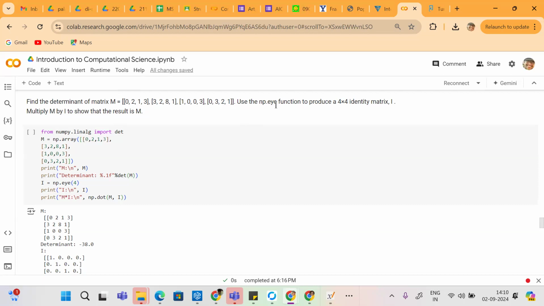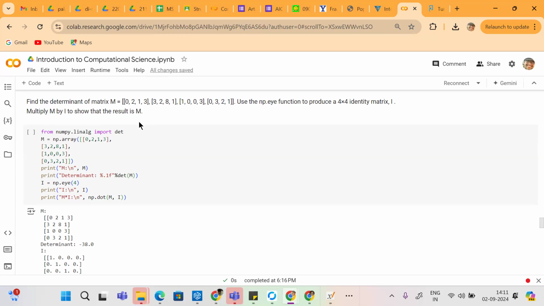Now it says to use np.I. If you use the np.I function, it will create an identity matrix, okay, with all diagonals 1 and other elements 0. So use this function np.I to produce this 4 cross 4 identity matrix. Fine. Multiply M by I and show that the result is still M. Okay. You already know when you multiply a matrix with an identity matrix, you get the same matrix back, right? How many of you are saying yes? If I multiply a matrix M with an identity matrix, we will again get that same matrix back.